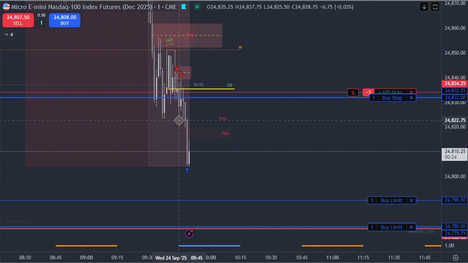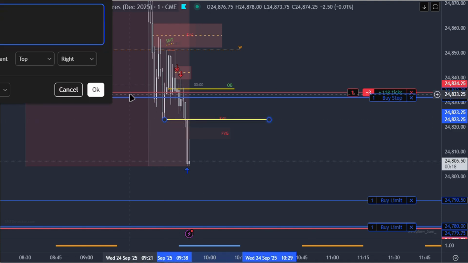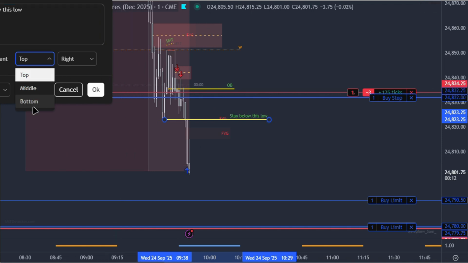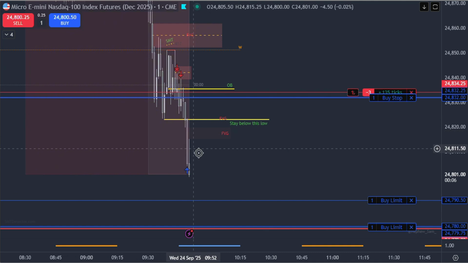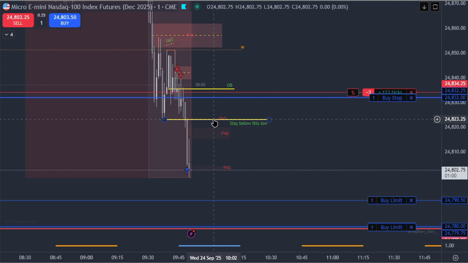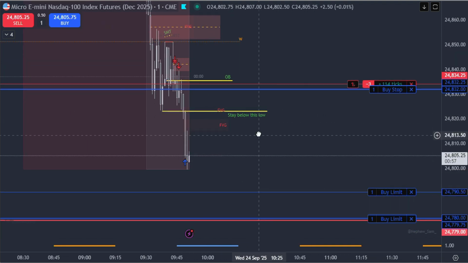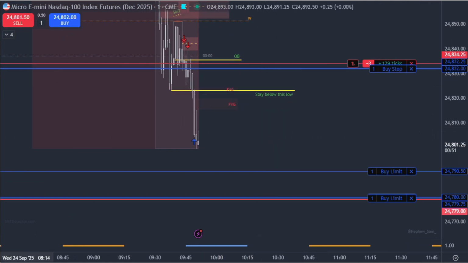Ideally, here, stay below here. Stay below this low. Just going to be on the bottom. So as long as we stay below this low, because sometimes we can come up, rebalance a low. That's a balanced price range, right? And then we go lower. So you see this imbalance? We can come, touch this fair value gap, and then keep dumping.